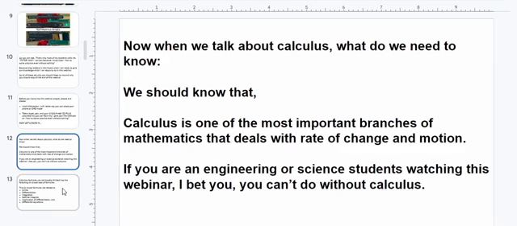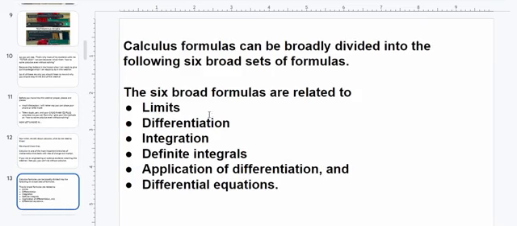Calculus formulas can be broadly divided into six broad sets of formulas. These six broad formulas are related to limit, differentiation, integration, definite integral, application of differentiation, and differential equation. These are the main six broad formulas that we use in calculus. But this is too big for me, so I actually break it down into three, which I'll be showing you at the end of the webinar.